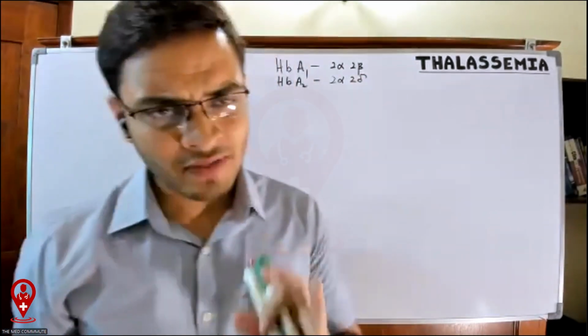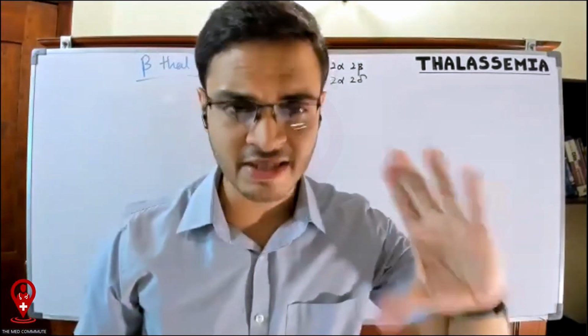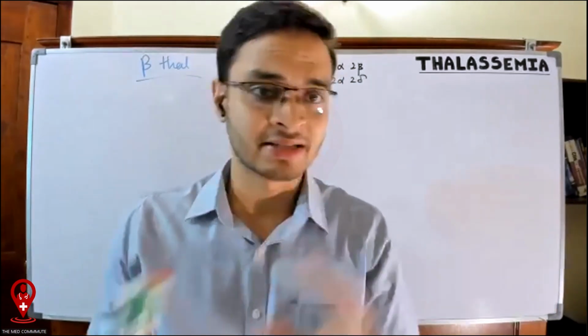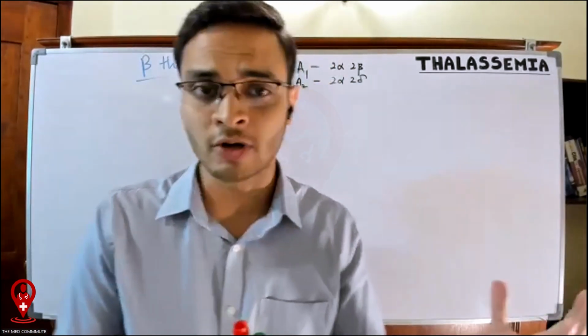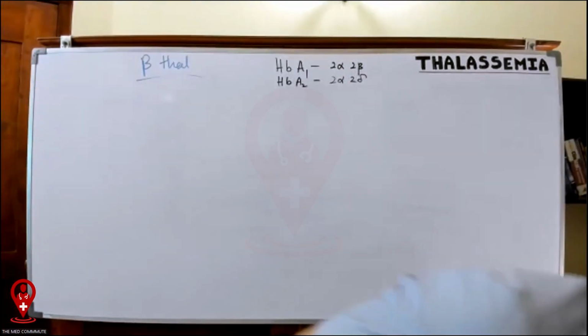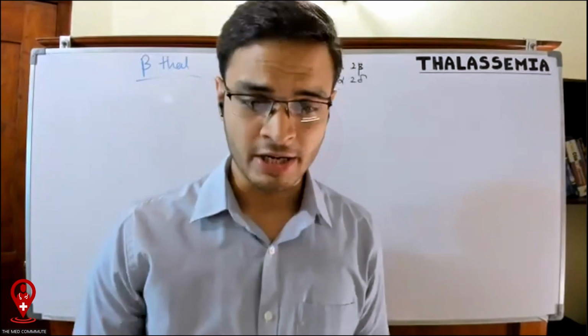Right. Now, look at this, guys. What is this beta thalassemia? This is a defect in the genes that are coding for the beta globin chain. The beta globin chains are also proteins. They need to be coded for by some sort of genes. So there is some sort of defect in the genes that are coding for these proteins, right?